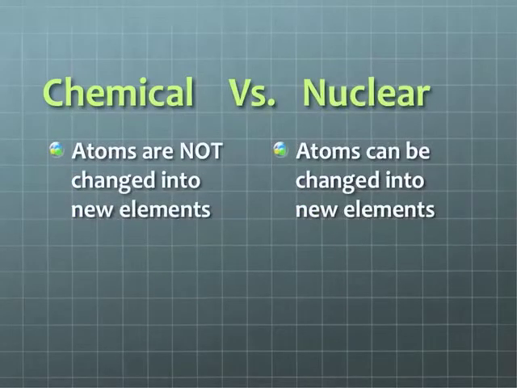In a chemical reaction, atoms are not changed into new elements. This is a part of Dalton's atomic theory. In a chemical reaction, atoms don't change identity. In a nuclear reaction, atoms are changed into new elements because of the changes in the nucleus.